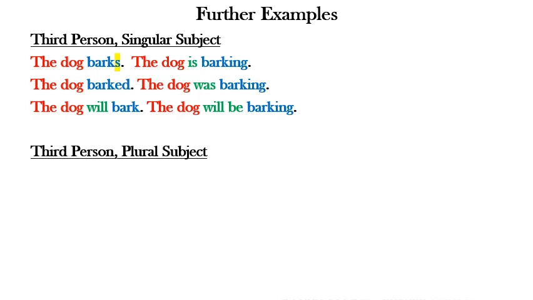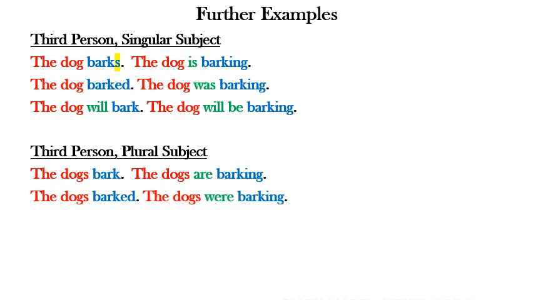Okay, now we go to a plural subject. The dogs bark. Okay, you see, only thing changes is the little S disappears. The dogs are barking. Okay, straightforward enough. The dogs barked. The dogs were barking. Right, straightforward enough. And the dogs will bark. The dogs will be barking.